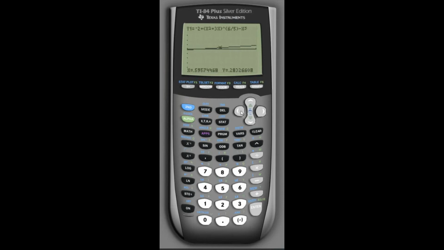Trace. You can see we are looking for x such that y will be close to 0, and so here it is. So the value of x is 0.536.